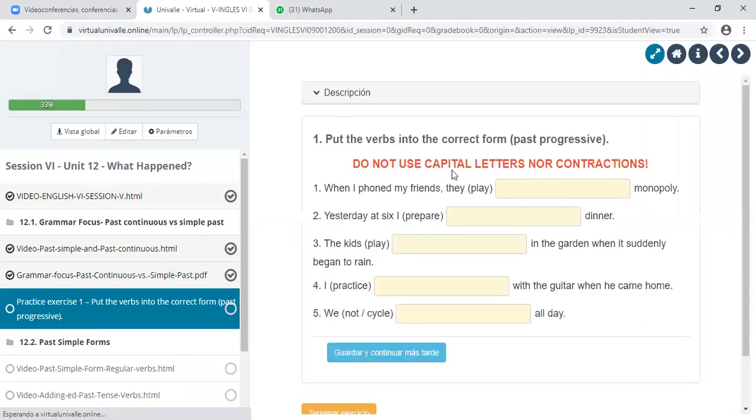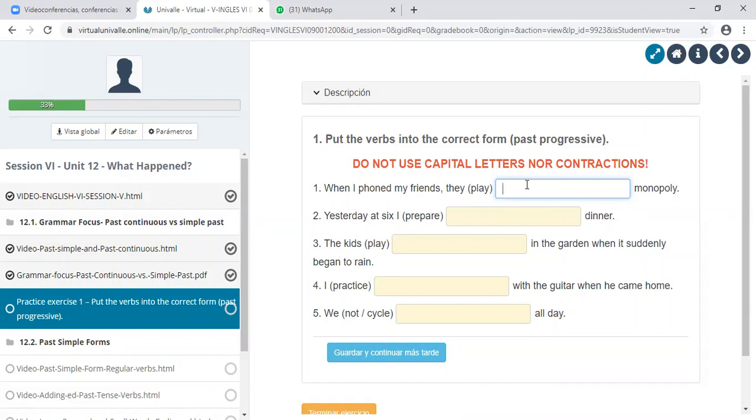Before doing the practice exercise, you need to read the instructions carefully. Put the verbs into the correct form using past progressive. Do not use capital letters or contractions. Vamos a colocar los verbos en la forma correcta, utilizando el pasado progresivo. No tenemos que utilizar letras en mayúscula, ¿ok?